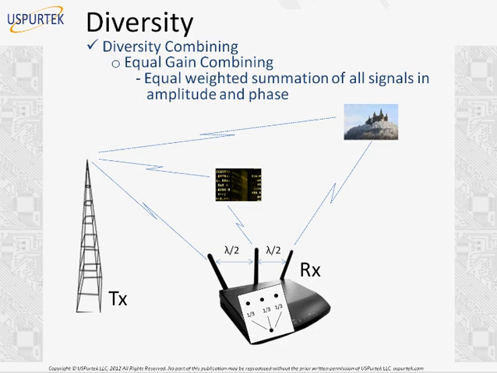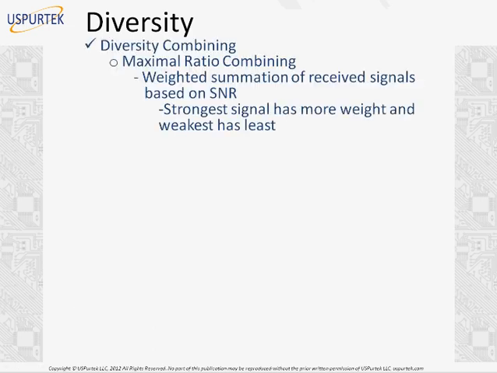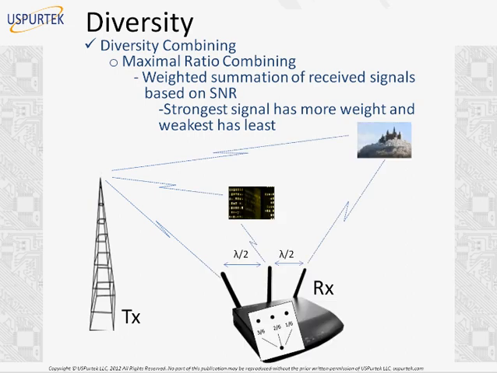Okay, moving to the next one, equal gain combining. This is an equal weighted summation of all signals in amplitude and phase. You just combine all the signals, and even if you lose one, you still have 2 remaining, or if you lose 2, you have 1 remaining, and your fading is dramatically reduced this way.